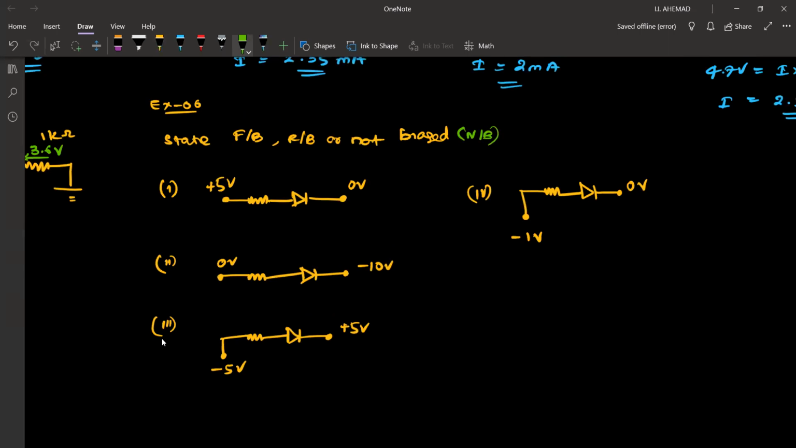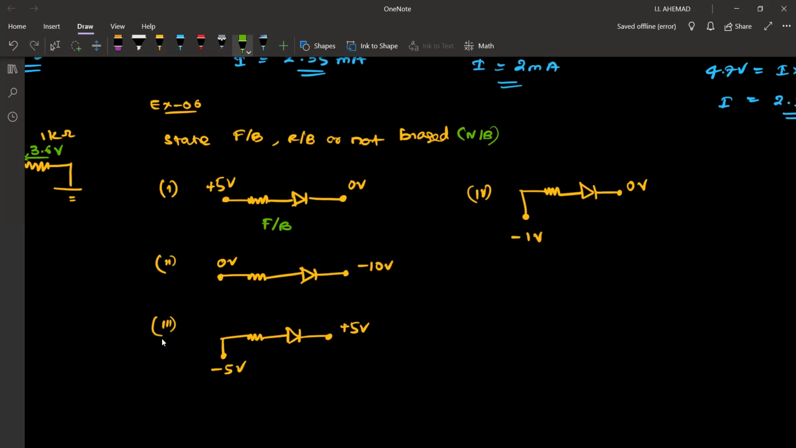So, what can you tell about the first one? Forward biased or reverse biased or not biased? So, this side, you can consider this arrow. Think about this arrow, okay? From +5 to 0, current will be flowing in this direction. So in this direction, it will allow current, and this voltage is sufficient to forward bias silicon or germanium diode. So this is forward bias.